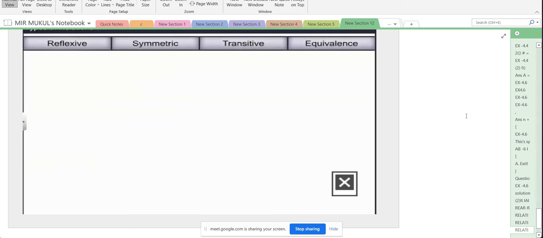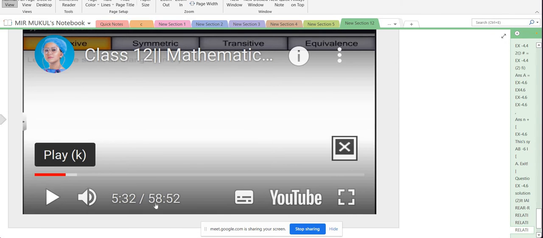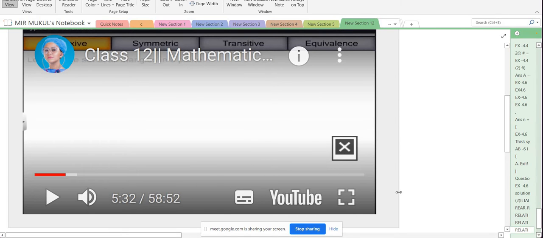There are 4 different types of relations. Let's first see when a relation is said to be reflexive. So here we'll learn the main types of relation: reflexive relation, symmetric relation, transitive relation, and equivalence relation.